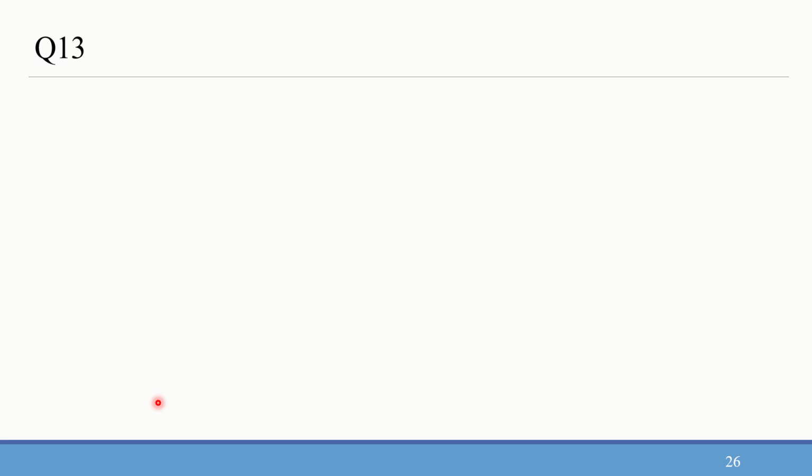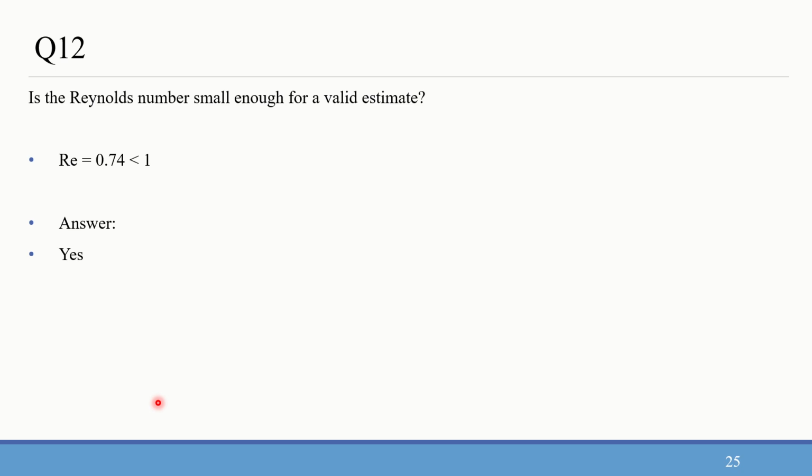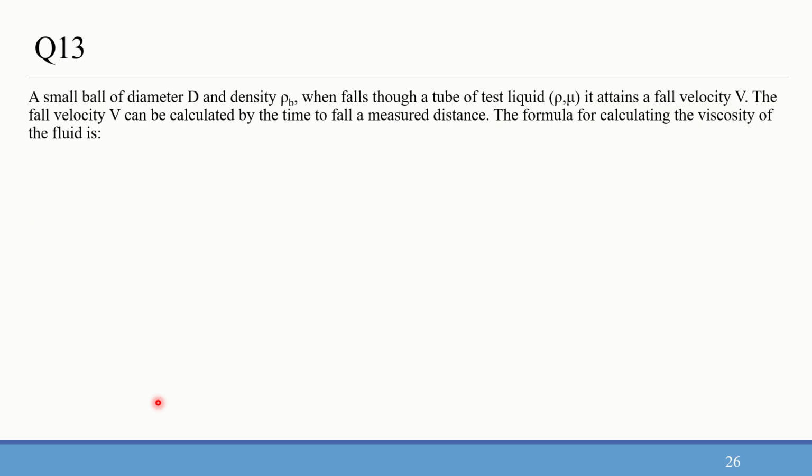So the problem is similar, the concept is similar, everything is similar. So we will ask the question. A small ball of diameter d and density rho b, when it falls through a tube of test liquid of density rho and viscosity mu, attains a fall velocity v. The fall velocity v can be calculated by the time to fall a measured distance.